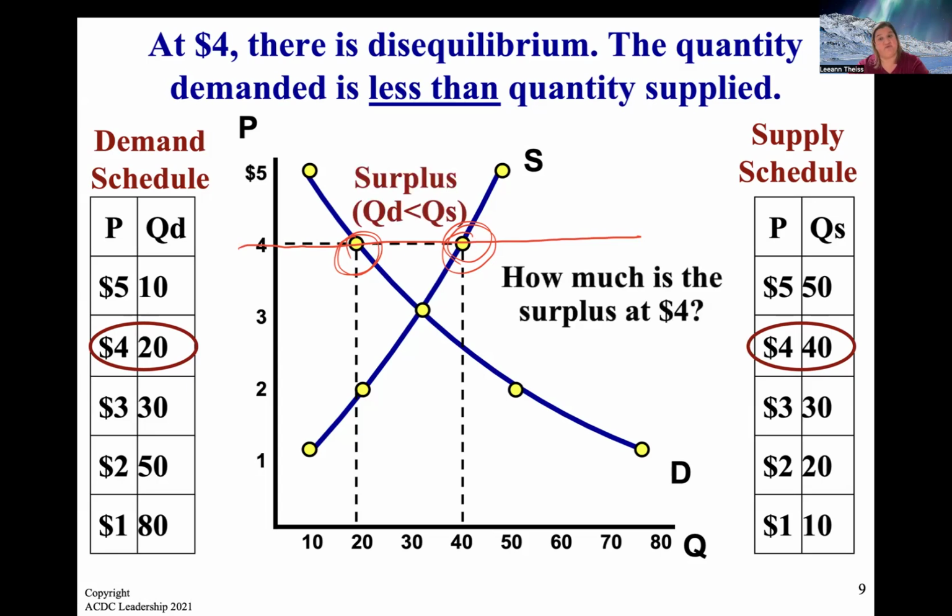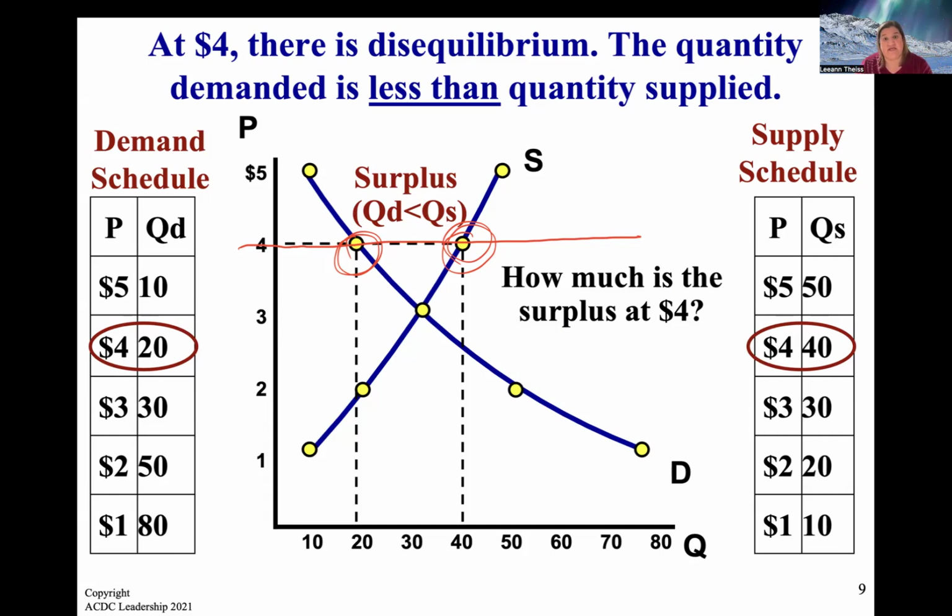So what have we created here? We've created what economists would call a surplus, meaning there's too much out there available for what people want. They're like, we're all good. We don't need any more of that. Please stop. So then my question to you is, how much is the surplus?